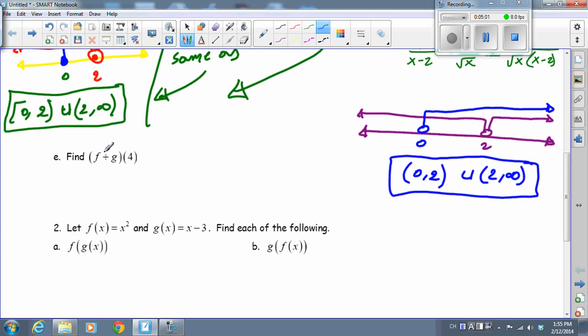For E, it says find f plus g of 4. To find f plus g of 4, you literally have to plug in 4 in the function of f and 4 in the function of g. So this is f of 4 plus g of 4.